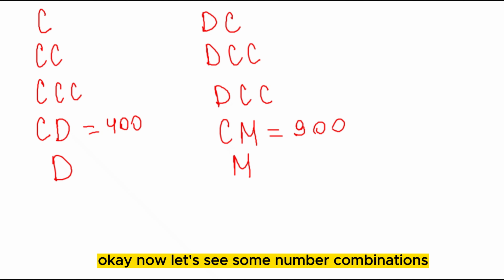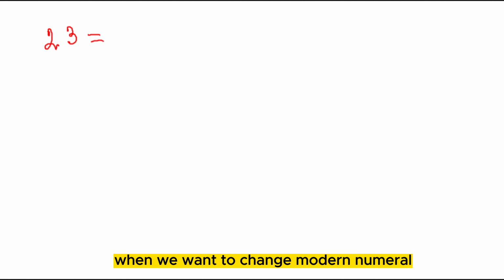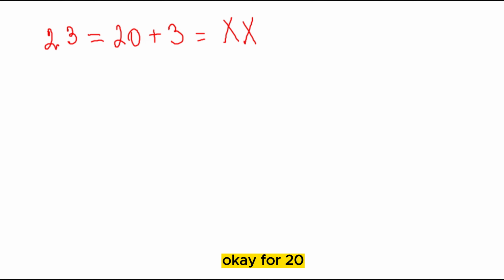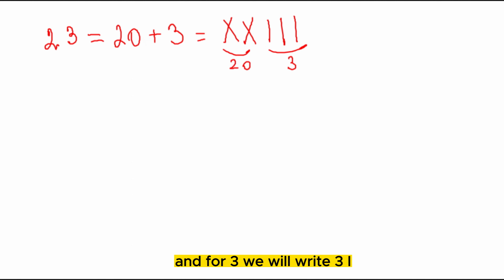Okay, now let us see some number combinations. Describe 23. A very important rule is, when we want to change a modern numeral to the Roman numeral system, we have to write it in expanded form, 20 and 3. For 20, we will write X and X, and for 3, we will write 3 I's. So this is 20 and this is 3, so this is 23.